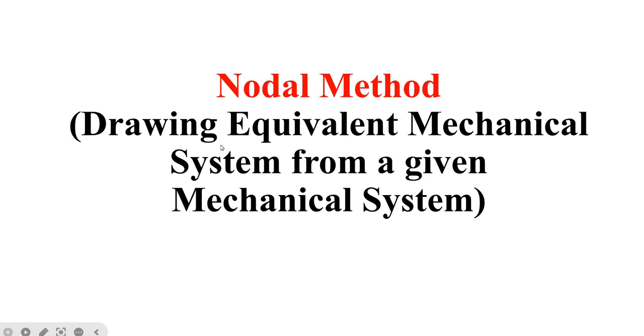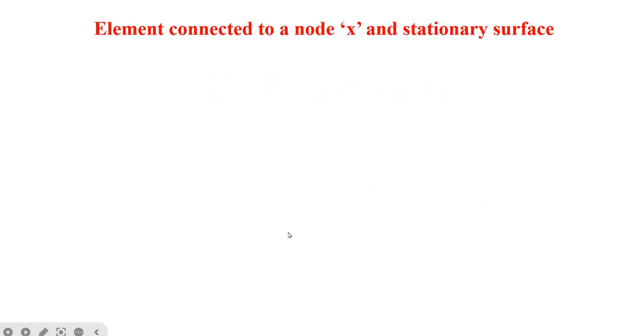Hello everyone. In this lecture, we will understand how to draw the equivalent mechanical system from a given mechanical system by using the nodal method. So, the first case is for the element connected to a node x and a stationary surface. That is the reference. So, we'll consider the first element, that is our mass, that is connected in between here. We are applying a force F of t, because of which there will be a displacement x of t.